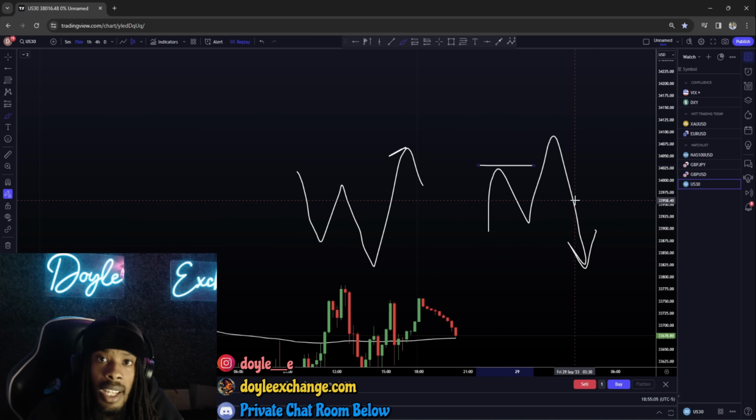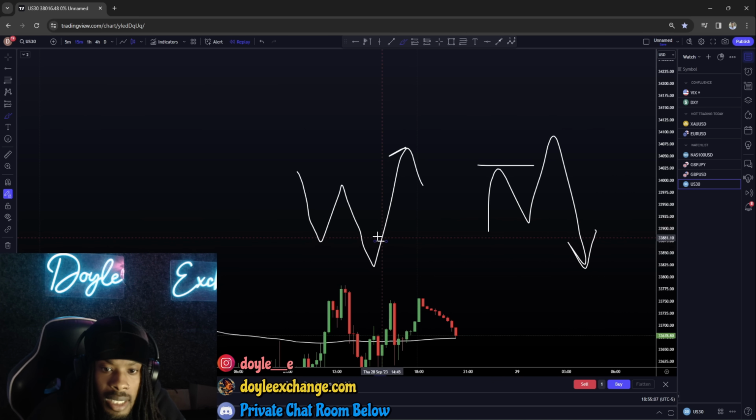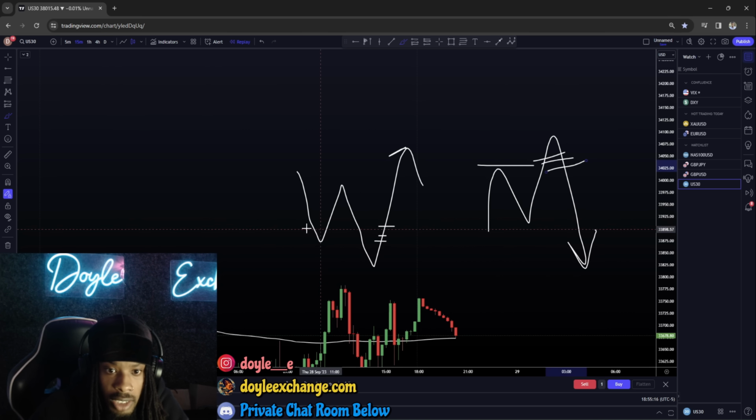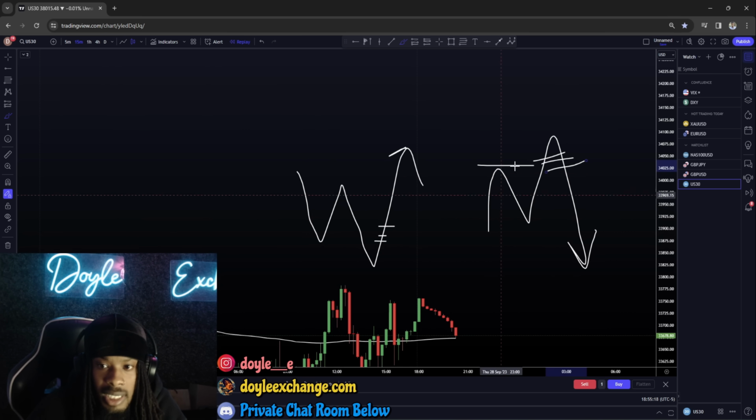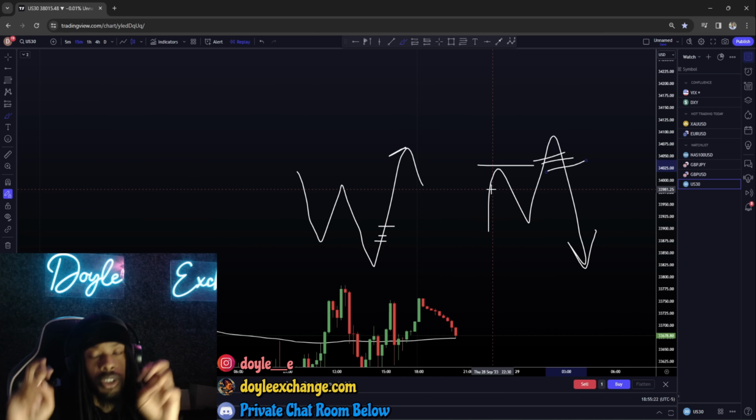That's the only way you're going to catch the best liquidity grabs, the best buys right here, the best sales right here. You got to know that the higher time frame is going in that direction. So just because it took out a low or just because it took out a high doesn't mean that the trend is going to continue based off of market structure.